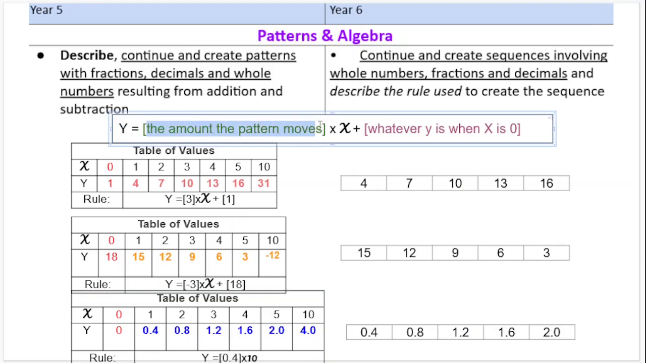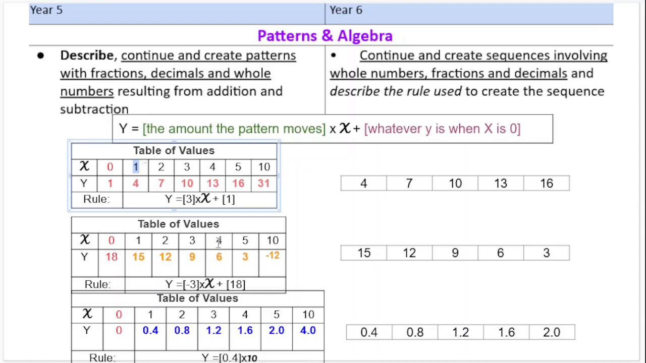So then you look at your pattern. How much does it move each time? So does it go up by 3? If it does, we just put a 3 there. If it goes down by something, we do a minus whatever it's going down by. And then it's plus whatever it is when x would be 0. So when you're writing in your book or something, it's always a good idea to have a table of values there ready with a 0 there. So the pattern starts at 1. Make sure you remember that. The pattern starts at 1, but you want to know what happens at 0, which is just going to be 1 jump backwards.